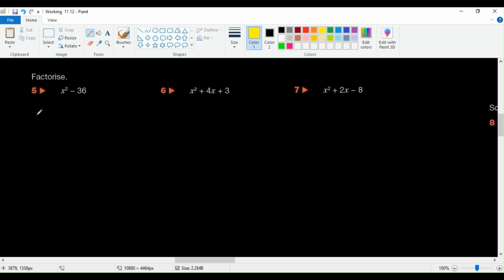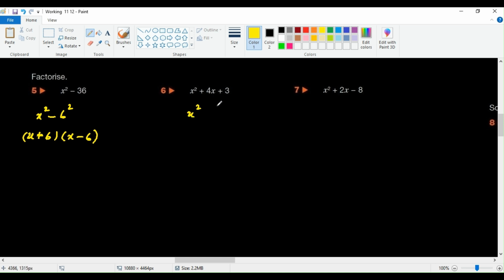For this one, we know very well it's x squared minus 6 squared. That means (x plus 6)(x minus 6) is going to be the answer. In here, we need to factorize.